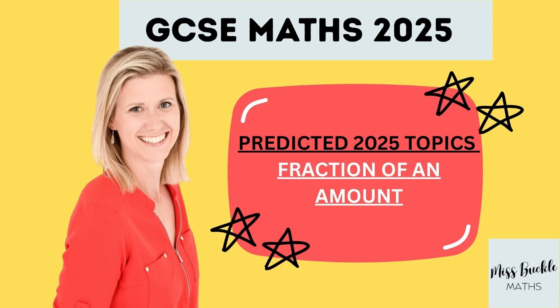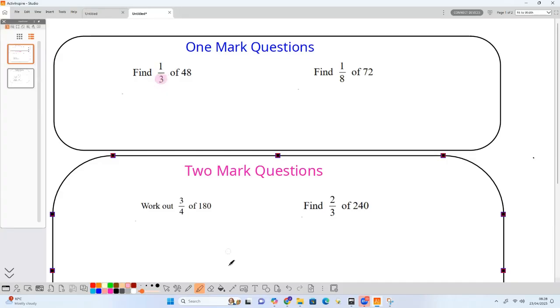Fraction of an amount has come up 100% of the times in the last 4 years in Edexcel and AQA. So we're going to go through some 1, 2 and 3 mark questions. For 1 mark questions, it's just a case of doing a division. You're normally finding a unit fraction of an amount. So 48 divided by 3 to find a third would give you the answer.